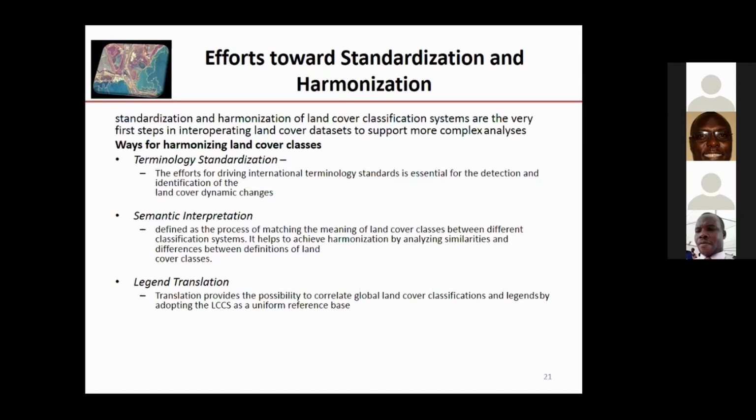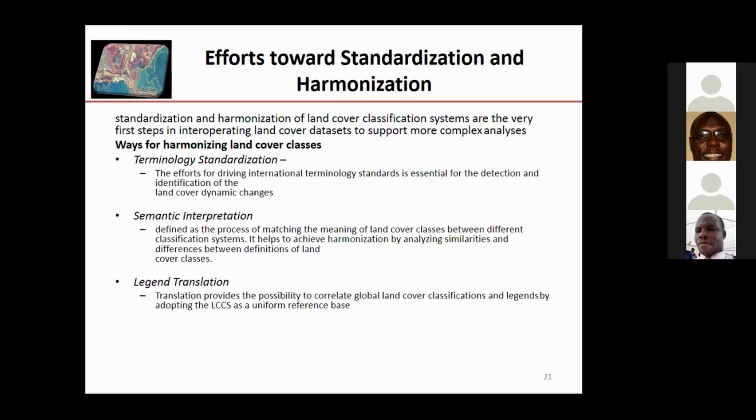We can't use the data that's already existing to do a land cover classification, rather a change detection, because this data is not comparable. The classes are defined differently in these land cover maps. What that means for us is that we need to move toward standardizing the way we define these land covers, harmonizing these land cover classes.